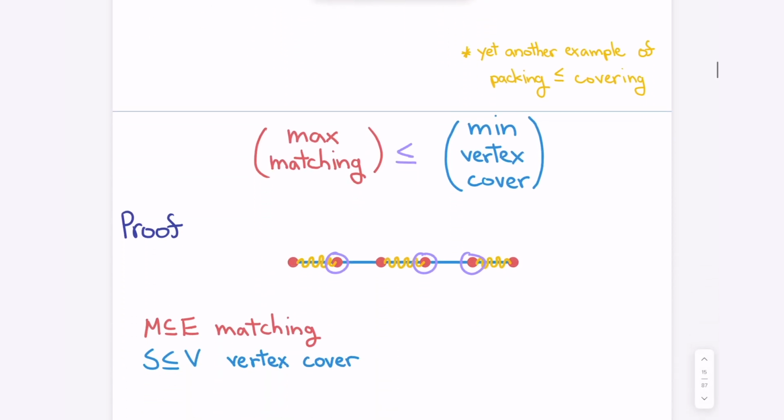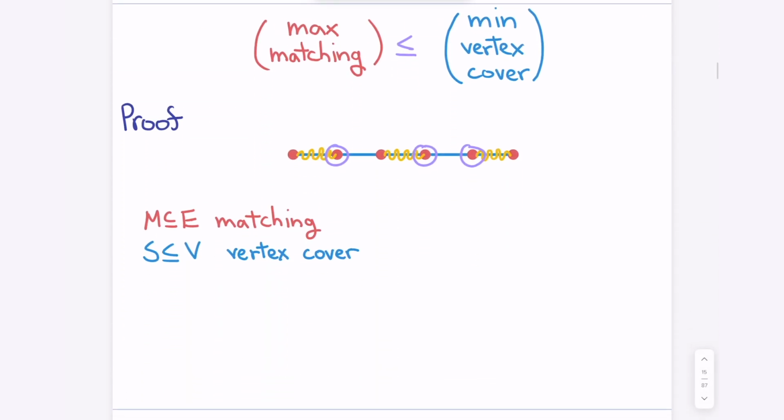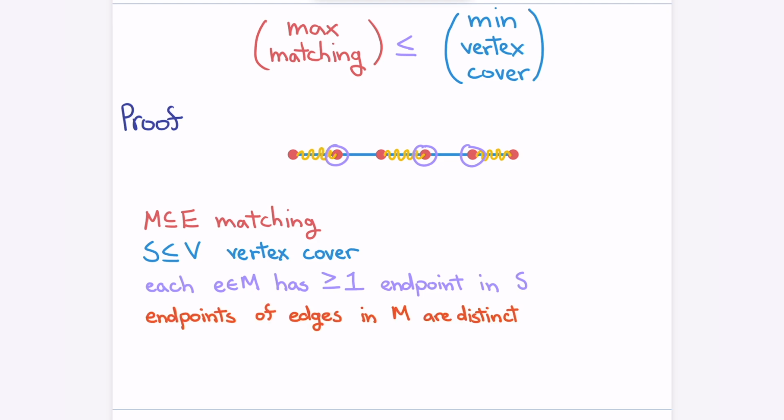Okay, so if you have a matching and some kind of vertex cover, you know that every edge has at least one endpoint in your vertex cover. But you also know that because your edges are disjoint, those endpoints in the vertex cover are all different choices. So you have a mapping: you assign the edges in your matching to some vertex in a vertex cover, and that assignment is injective because the endpoints of the matching are distinct.